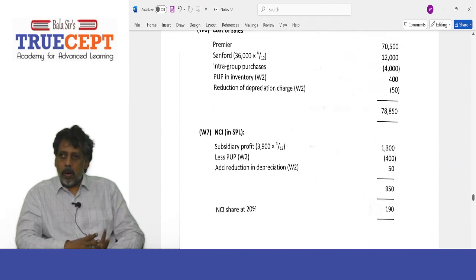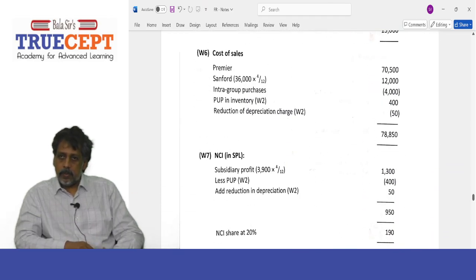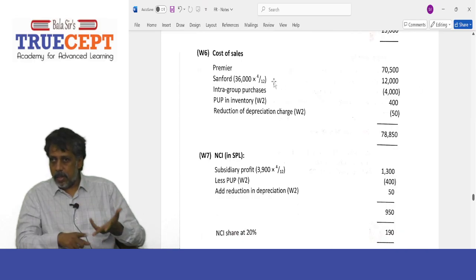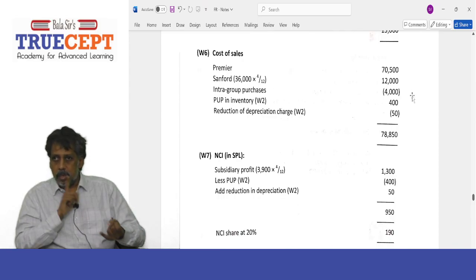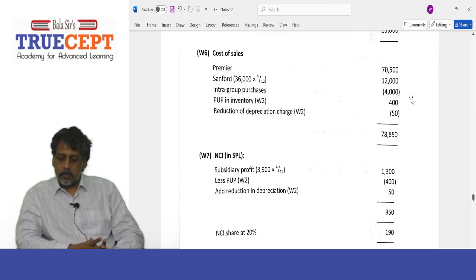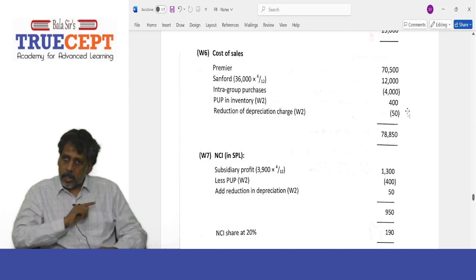You take my cost of sales. How much? Premier it is 70,500. Remember that includes a 4,000 intra-group. Then Sanford 36,000 into 4 by 12, 12,000. But please remember from this, intra-group purchases 4,000, subtract, because it is intra-group. Minus 4,000.